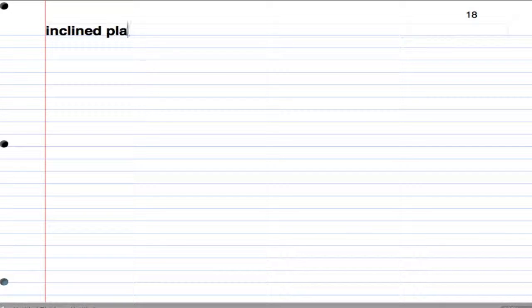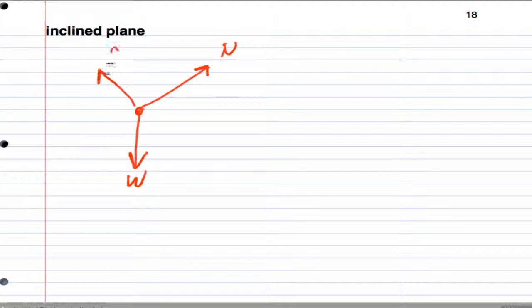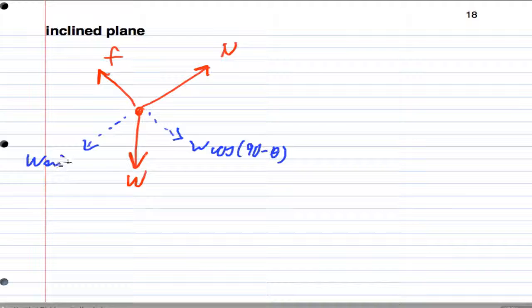So, inclined plane. Just to be clear on what this free body diagram looks like. First, the free body diagram: I'm going to draw the normal force like this, the weight pointing downwards, and the friction force like this. And I'm going to split the weight into two components. The first is W sine of 90 minus theta, and W cosine of 90 minus theta, because x is always cosine, and y is always sine.